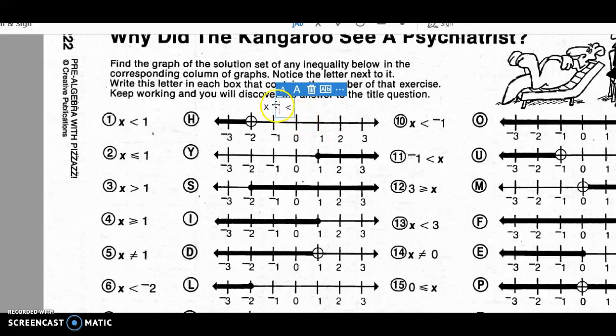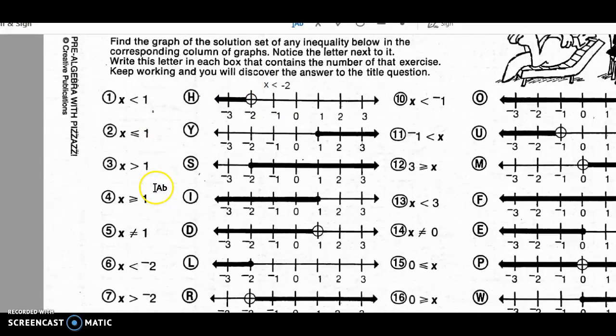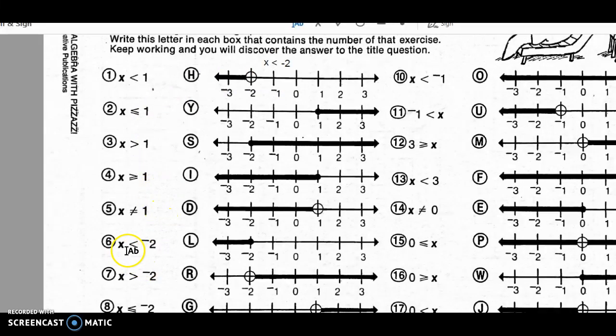There we go. Now where'd my -2 go? Disappeared. So x is less than -2. And this is an open circle, so I don't have less than or equal to. It's going to be less than. And that's it. So I have to go over here and find where that is. x is less than -2, which is this one. And then I'll put an H here, because that's the letter.